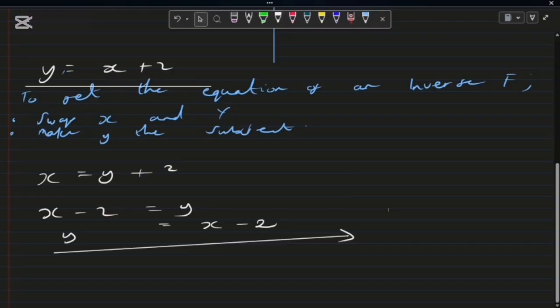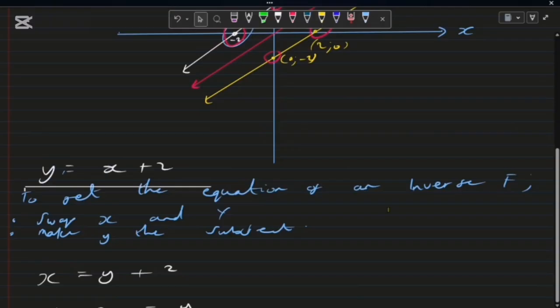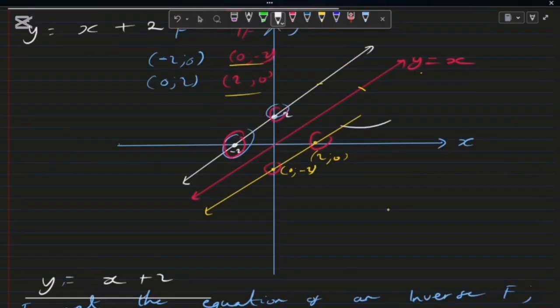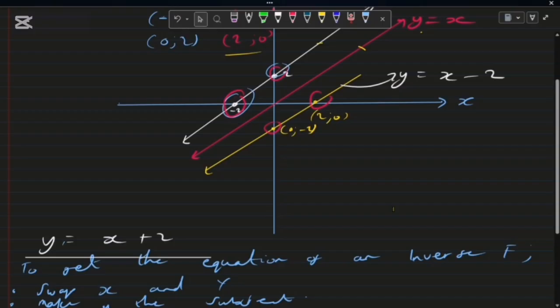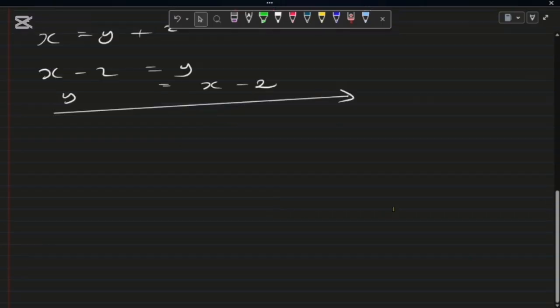So in other words, this equation is the equation for that graph, y is equal to x minus 2. And we can tell from the graph as well that we have the y-intercept at -2, the x-intercept at x is equal to 2, and so forth. So this is how we determine the equation of the inverse function if we are given the equation of the function.